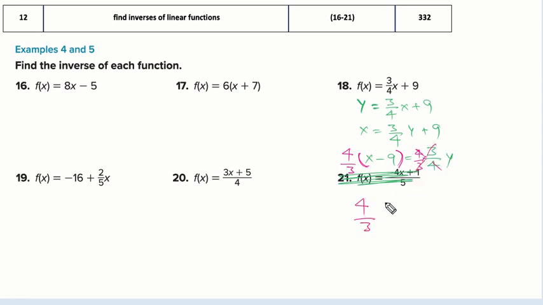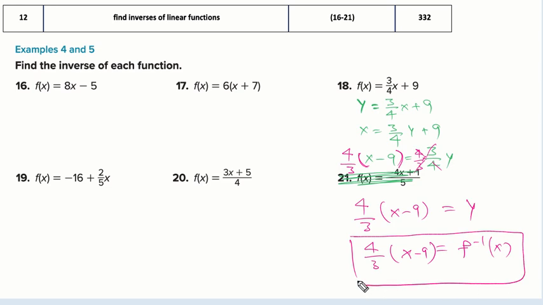Now 4 over 3 x minus 9 is equal to y. Replace this as f inverse x is equal to 4 over 3 x minus 9. This is your answer. Now you can further simplify it if you want. How will you do it?